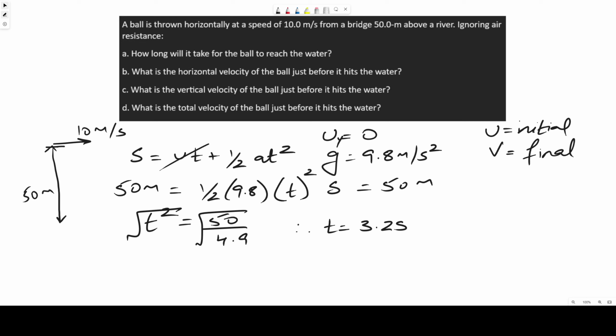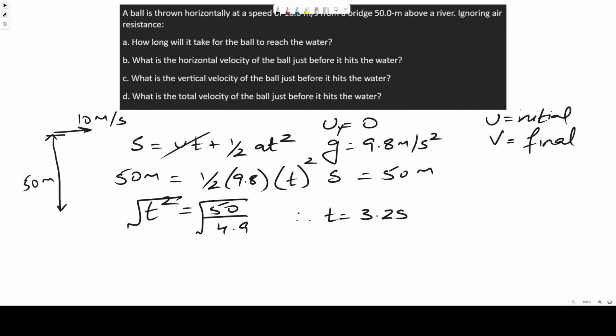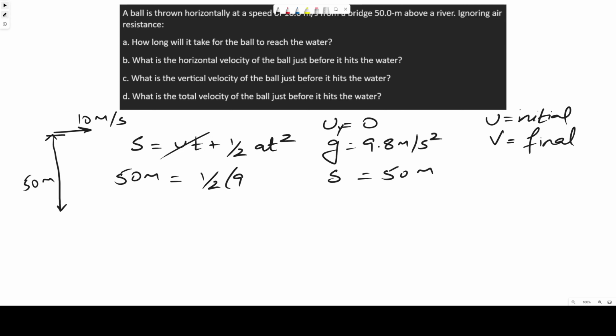Now, what also is this? It is also the total flight time of this ball, right? So let's find part B. What is the horizontal velocity of the ball just before it hits the water? Now, this is a very simple question, but some students get confused by it.